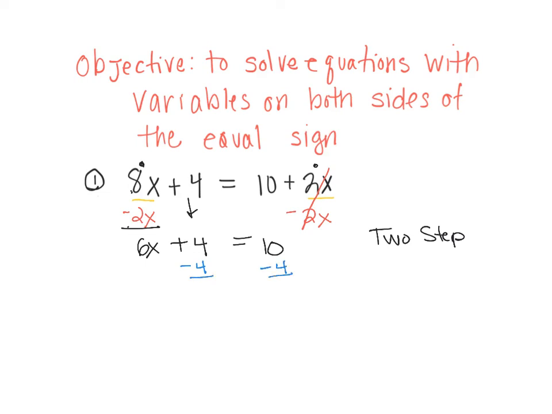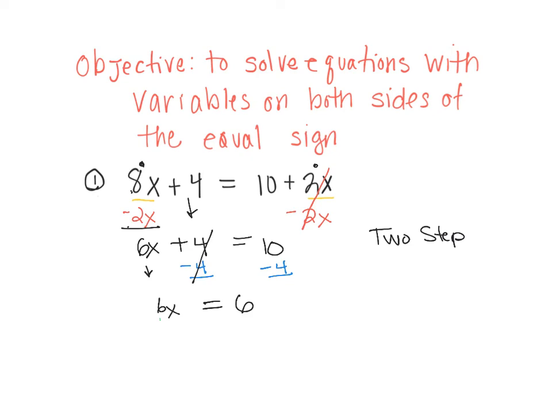Remember that what I do to one side of the equation, I must do to the other side. I will drop down this 6x. The positive 4 and the negative 4 will cancel out. 10 minus 4 equals 6. And now I'm to the point where I have 6x equal to 6.